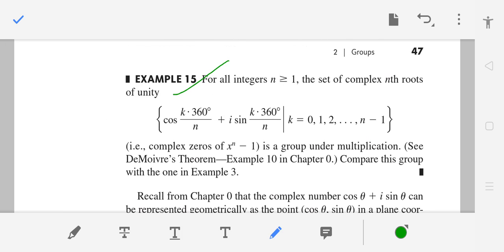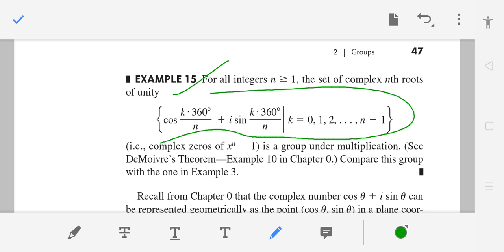This is a group for all integers and the set of complex nth roots of unity. Like in complex numbers you studied, in the real line, if you take the cube root of unity, then how can you express it? You express it in the form of complex numbers, right? So like the nth root of unity. So what is the nth root of unity here? You can express this set like this. If you have any doubt, then you can ask. It forms a group under multiplication, so you can easily prove that it is a group.